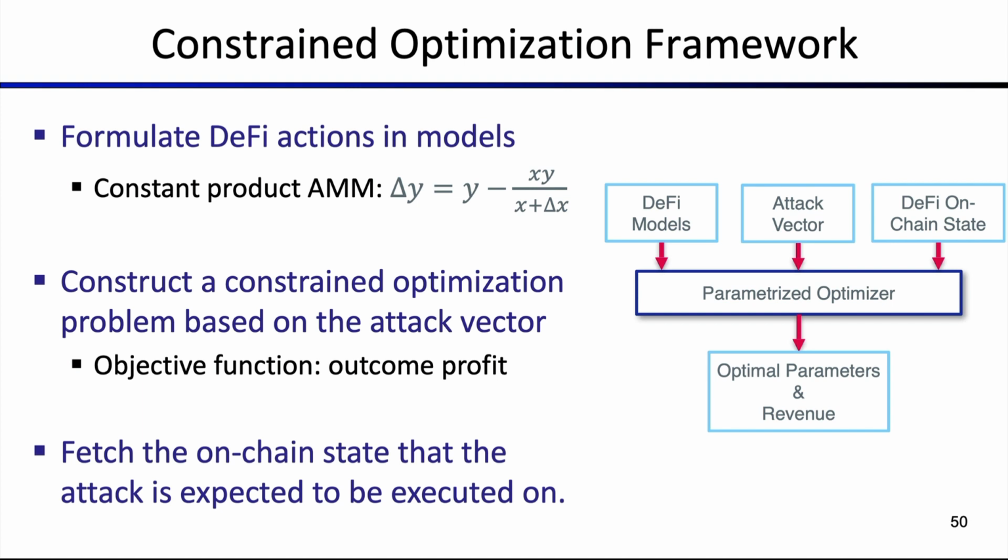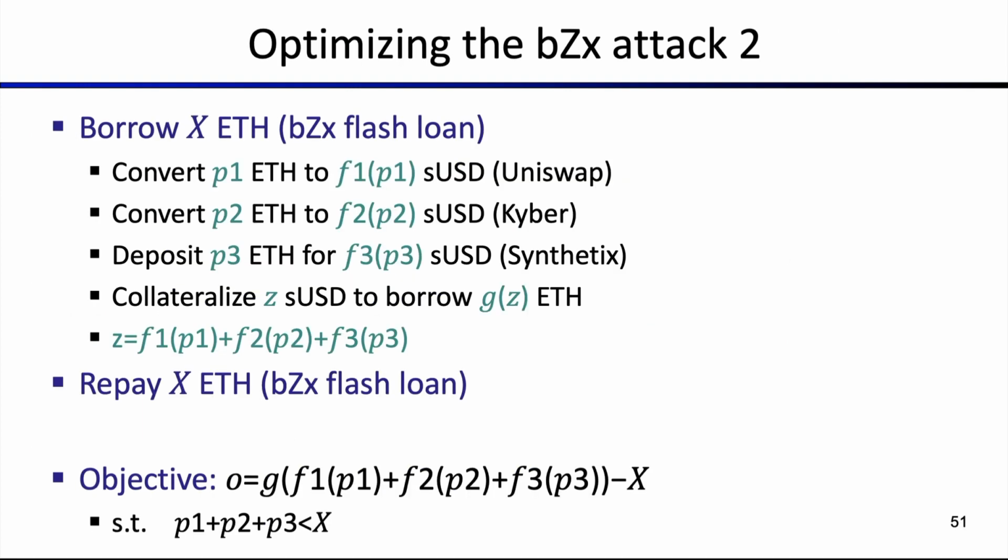So the objective function that we want to maximize is the outcome profit. So what we do is we fetch the on-chain state that the attack is expected to be executed on, and then given the on-chain state, we can optimize the parameters. So let's look at how this would work for the BZX attack 2 that we just discussed. So we have an initial borrowing, right, and an end repay. So we have a borrow flash loan and a repay flash loan at the end. If we don't pay back the flash loan, the transaction would fail. Hence, we have to naturally pay back.